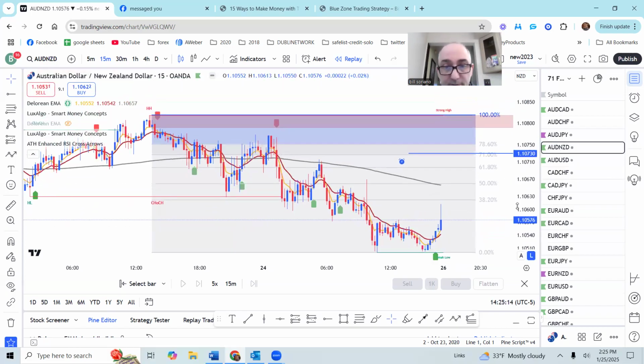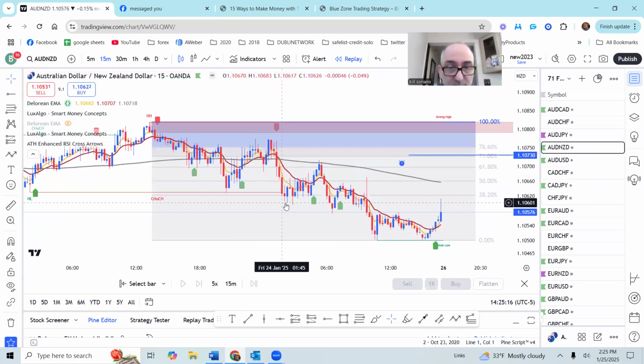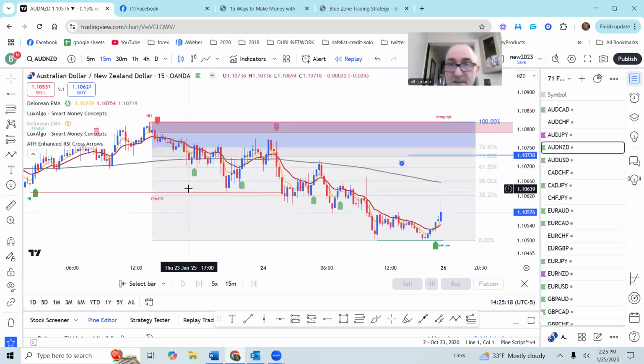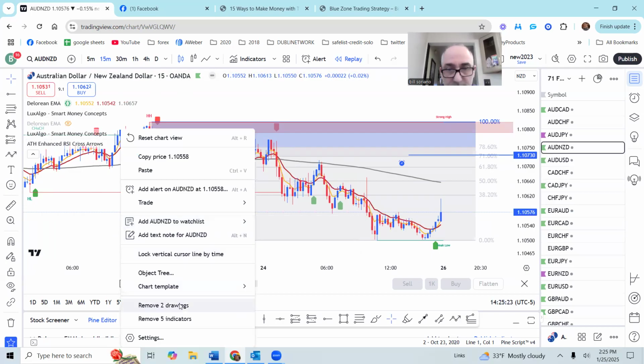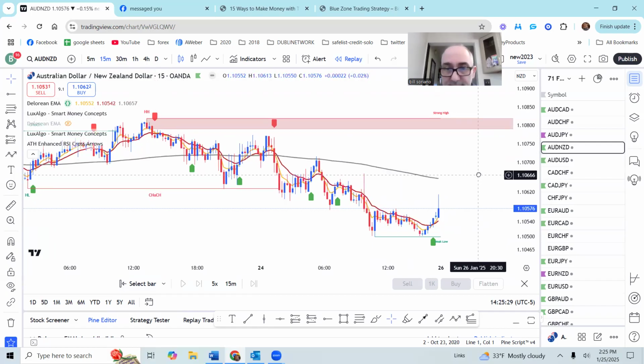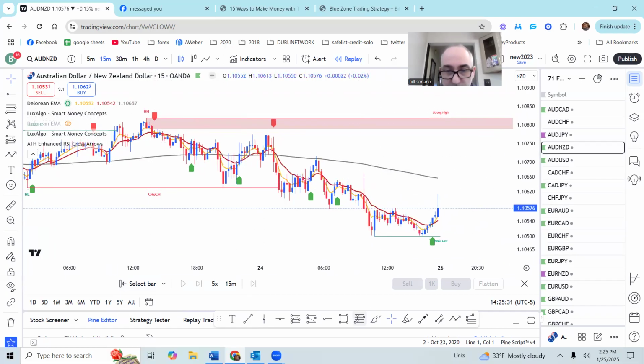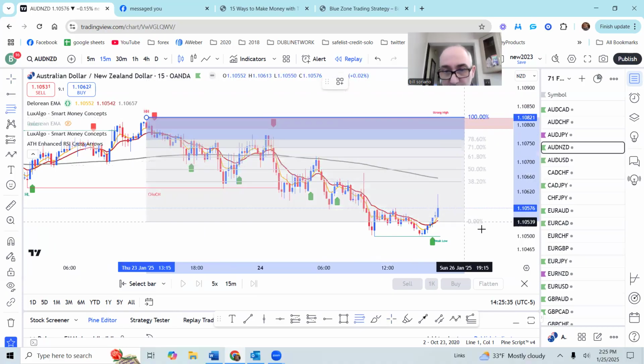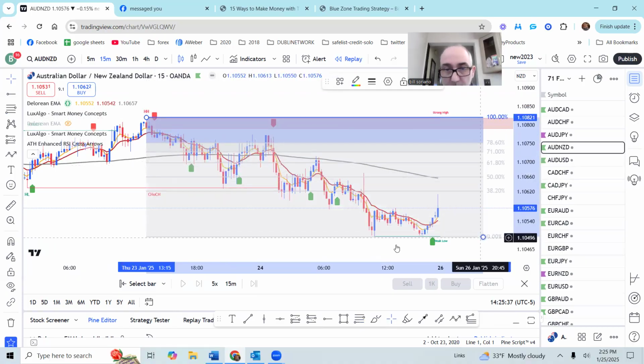You can see here that the last change of character was right here. Look for the last break of structure or change of character when you come to the 15-minute chart here. Let's turn the drawings off for a second. Here's the last change of character. It's bearish. There's an order block, a bearish order block right there. That tells you want to draw your fib from that high to where the current low is, right?